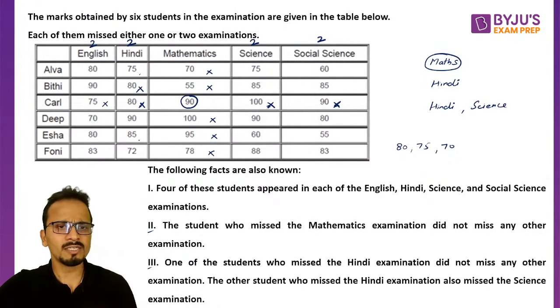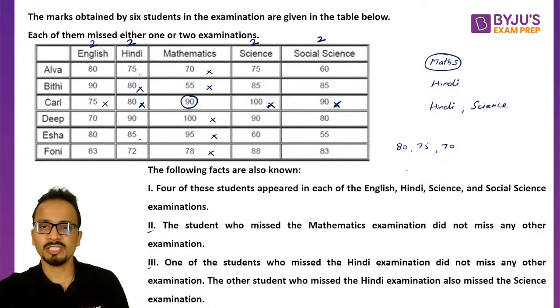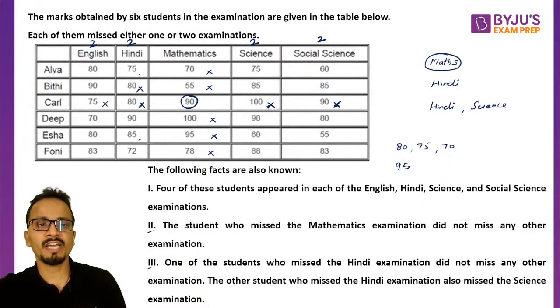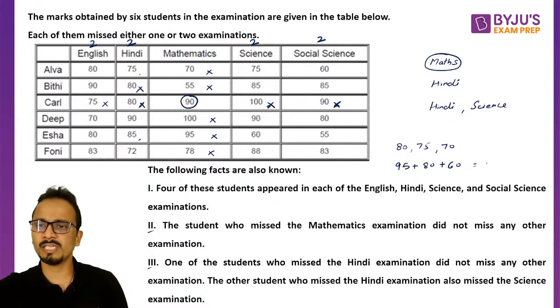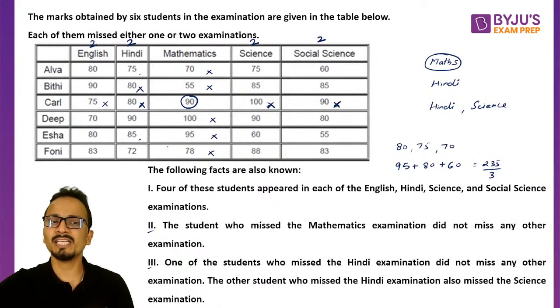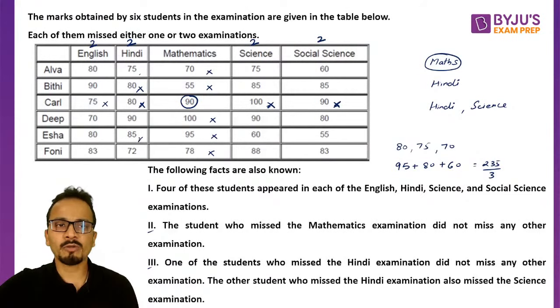Moving on to Isha, 85. The top three scores are 95, 80 and 60. So I'll have to check. 95, 80 and 60 are the remaining top three scores. The sum of these three is 235. 235 when divided by 3 is less than 80. It is not equal to 85. Okay, so I checked manually. So Isha cannot miss Hindi examination.